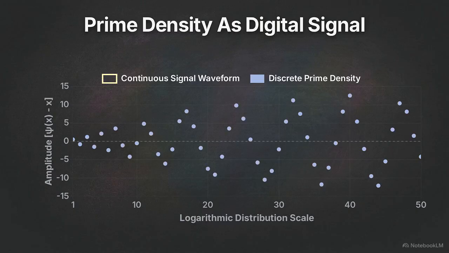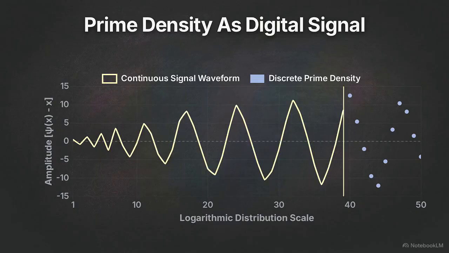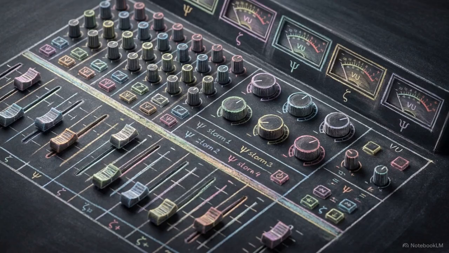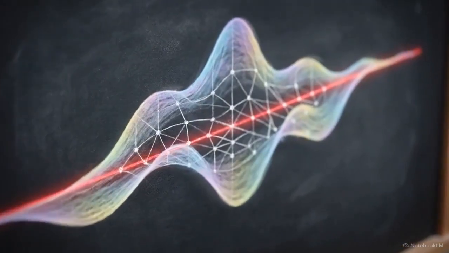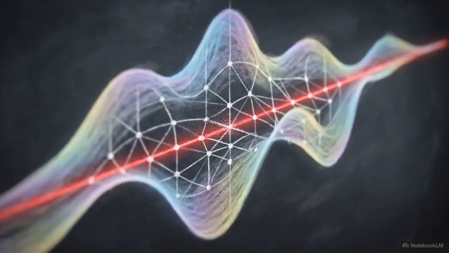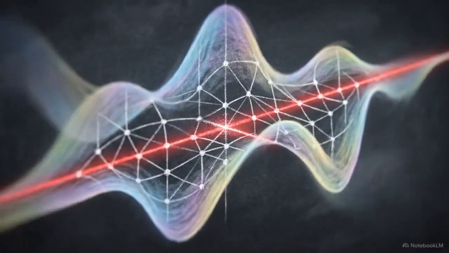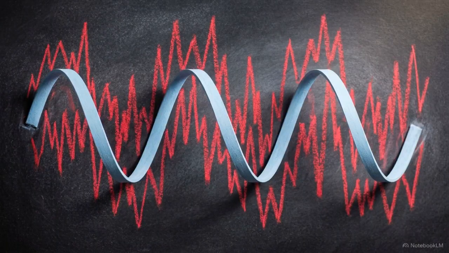Researchers process this distribution using the same logic as a digital audio signal. This allowed for the application of audio engineering techniques to the raw statistical data of the primes. By treating mathematical data as an acoustic signal, we can use standard engineering tools to isolate structures that are otherwise invisible. Applying a low-frequency bandpass filter to this logarithmic data allows us to strip away the noise.